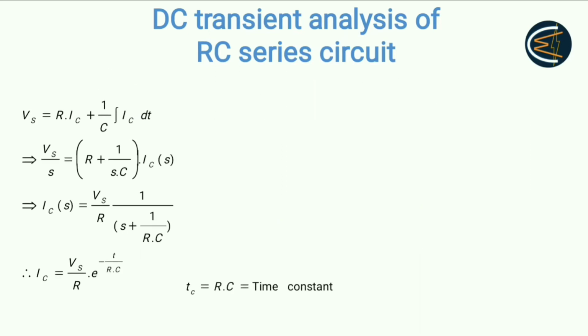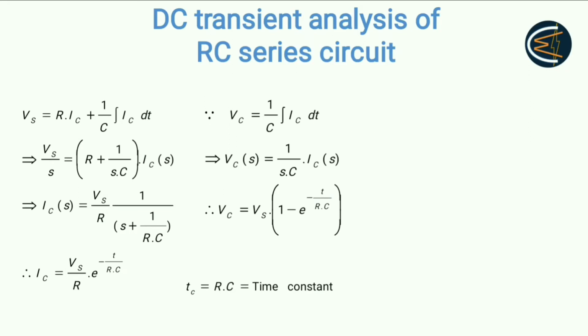Now let's understand the mathematical explanation behind this. If you apply KVL, you will get this expression: Vs is equal to R ic plus 1 by C integration of ic dt. If you perform the Laplace transform and then the inverse Laplace, you will get this expression for the capacitive current, where Tc is the time constant, which is RC for the RC series circuit. Similarly, if you derive the expression of voltage across the capacitor, you will obtain it in this manner.